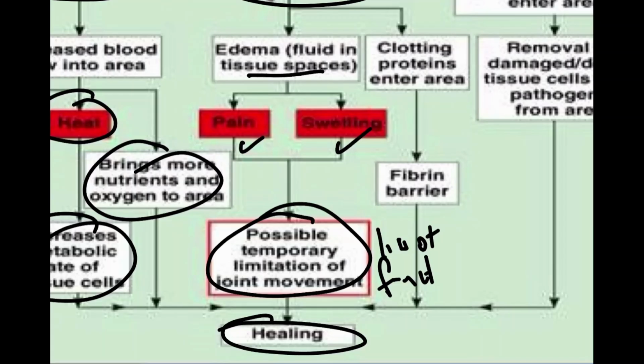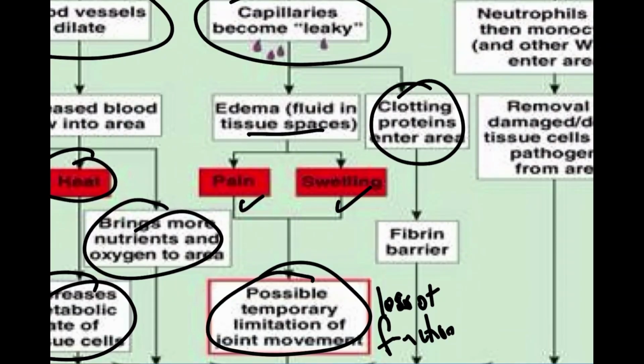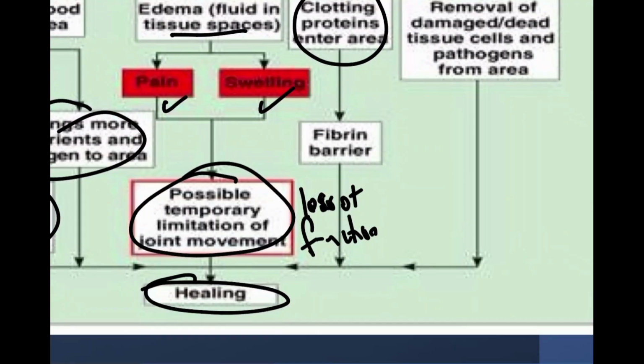We also get, from all these leaky capillaries, clotting proteins in the area, so we can wall off that area so that it can get repaired. Remember, the platelets come in first, then the clotting proteins come in later. So you need a little bit of time for that to happen. The fibrin barrier gets made, and that helps with the healing process. The last thing that happens is the emigration of your neutrophils and monocytes to clear out the area.